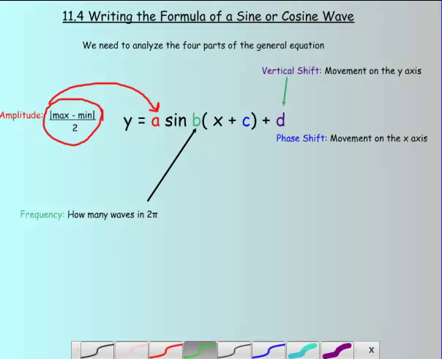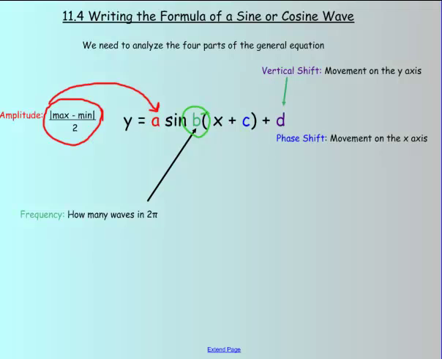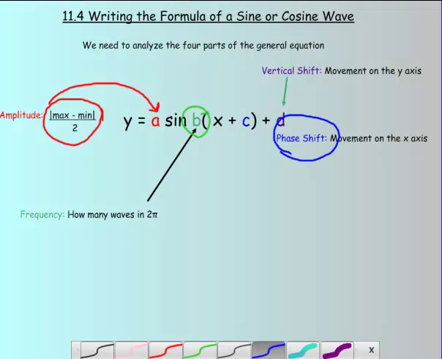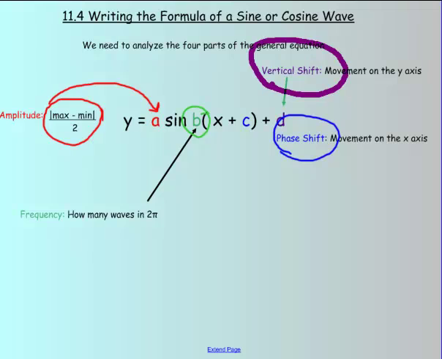We have the frequency, which is how many waves are in 2 pi. And then today we're going to look more at the phase shift, which is movement along the x-axis, and the vertical shift, which is movement along the y-axis. So let's get right into it.